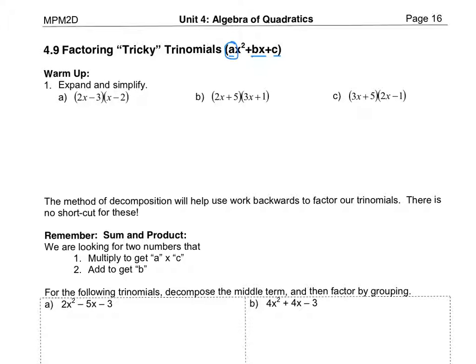So our warm-up today is just one question. I'm asking you to expand and simplify this. So this is the case where you're going to take every term in the first bracket and multiply it by every term in the second bracket. So the 2x would multiply the x minus 2, and then the minus 3 is going to multiply the x minus 2. So that's the expand, and then the simplify is the collecting of the like terms.